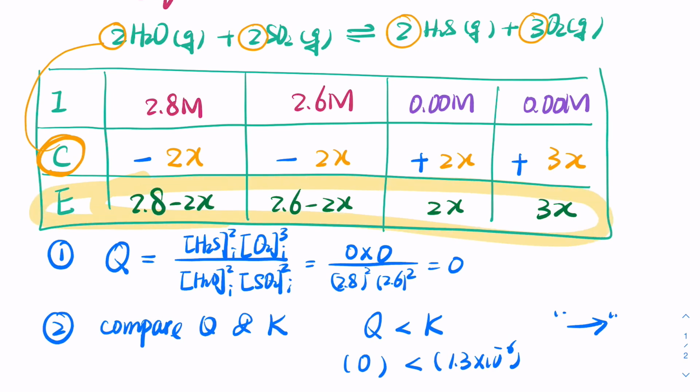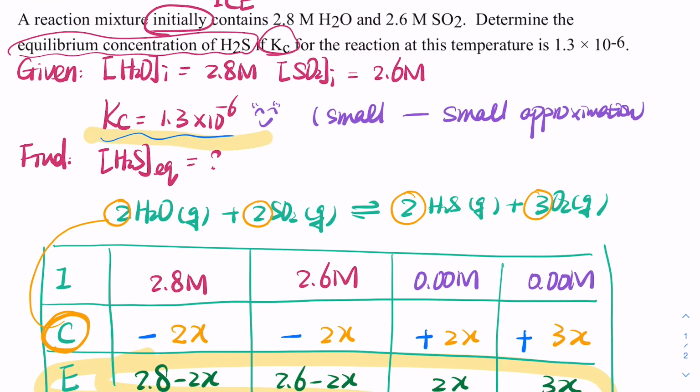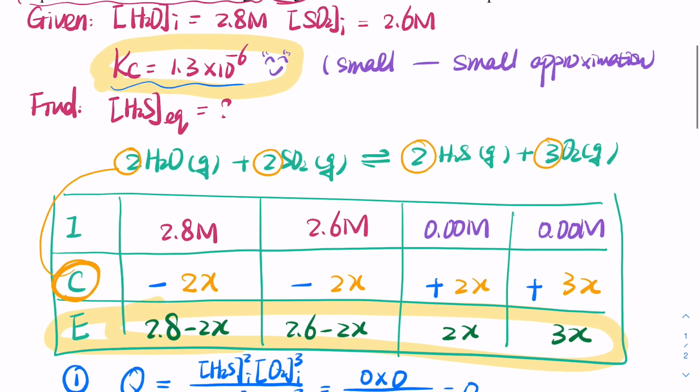You go, why? Because we have one more piece of information we haven't used. What's the information we haven't used? Kc. Kc represents what? The equilibrium constant. So in order to express Kc, what do we need to use?